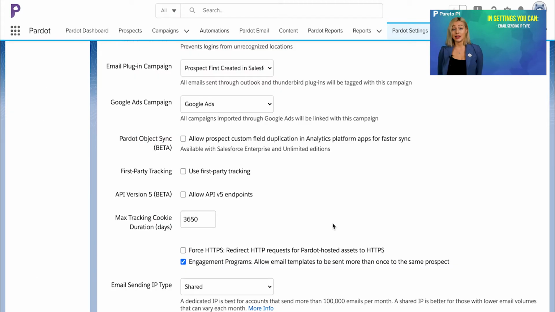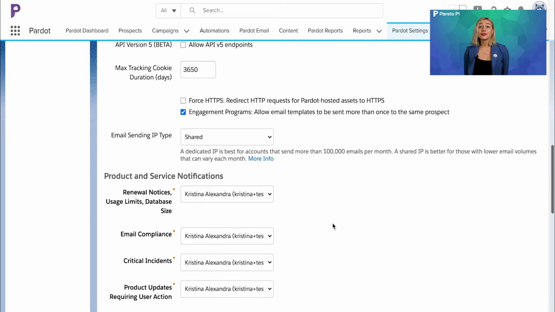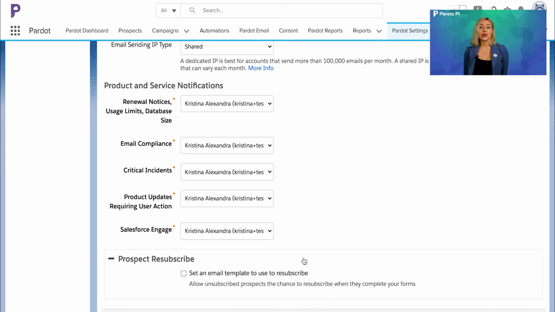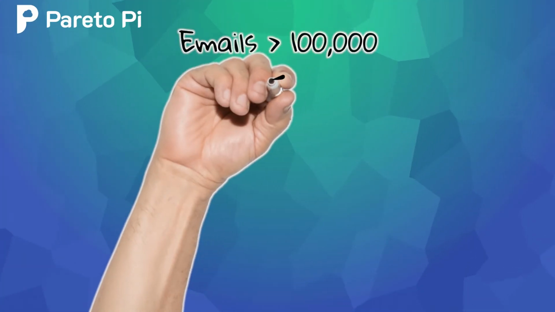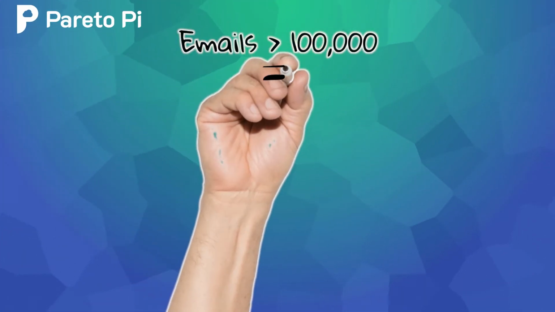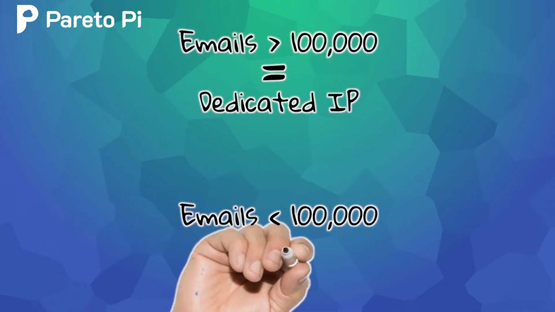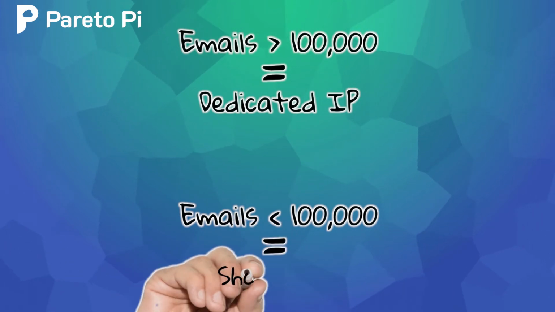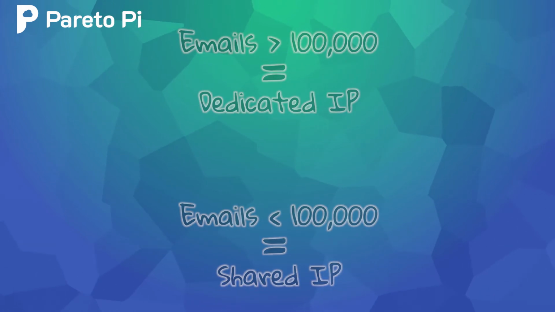Email sending IP type. This is to protect your email deliverability. The right type of IP for your business depends on how many emails you send through Pardot. If you send more than 100,000 emails per month, we recommend using a dedicated IP. If you send less than 100,000 emails per month, or your sending volume fluctuates, we recommend using a shared IP.